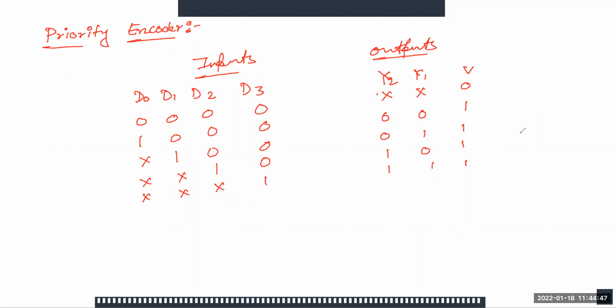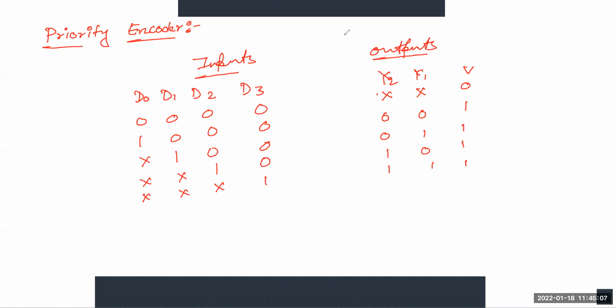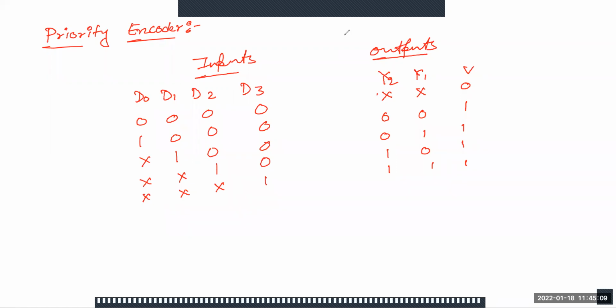Okay, so mainly the priority concept takes place in this priority encoder. The priority encoder is an encoder that includes the priority function. The operation of the priority encoder is such that if 2 or more inputs are equal to 1 at the same time, then the input having the highest priority will take precedence.